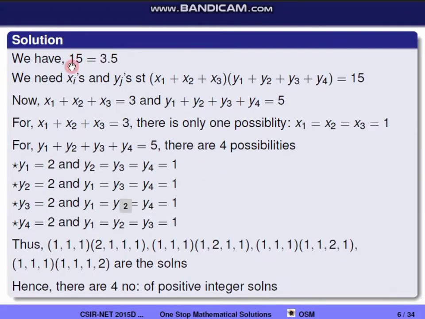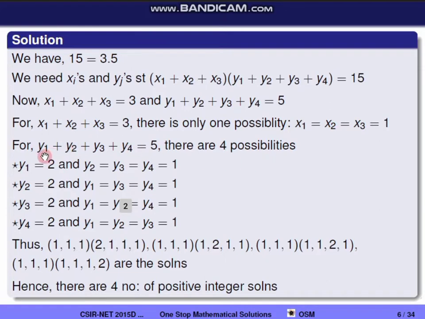We have the prime factorization of 15 as 3 into 5. So we need xi's and yj's such that (x1 plus x2 plus x3) into (y1 plus y2 plus y3 plus y4) is equal to 15, where 15 is equal to 3 into 5. Note that xi and yj belong to Z plus. Now we need x1 plus x2 plus x3 equal to 3 and y1 plus y2 plus y3 plus y4 equal to 5. For x1 plus x2 plus x3 equal to 3, there is only one possibility, that is x1 equal to x2 equal to x3 equal to 1.